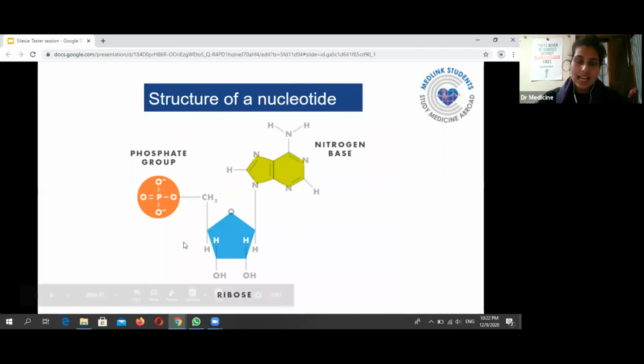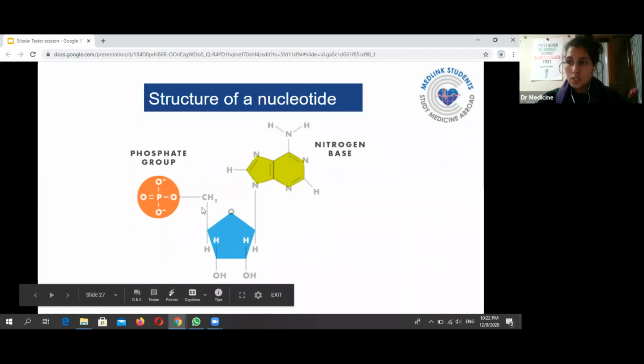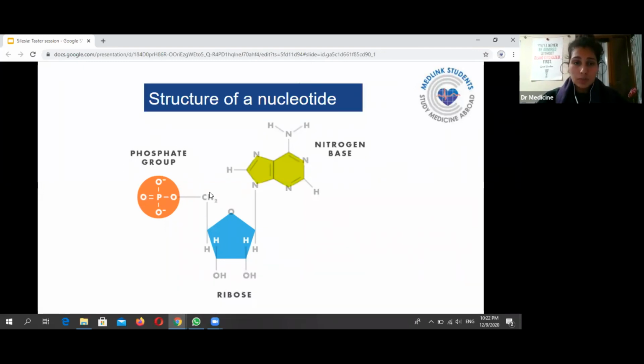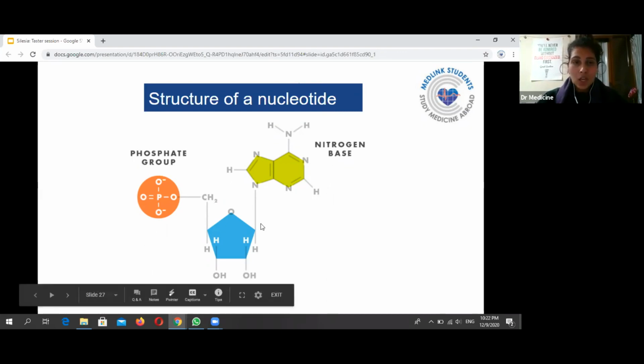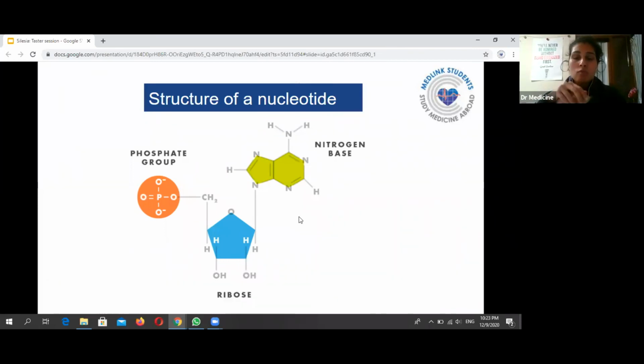So the structure of the nucleotide, as we mentioned before, has 3 main components. We have a phosphate group, as we can see here, PO4 3-. We have a ribose sugar, and we have a nitrogen base. These are the 3 components found within a nucleotide, and they all have different functions. As we specified before, the ribose sugar does differ. If it's in RNA, it would be the ribose sugar. If it's in DNA, it would be the deoxyribose sugar.